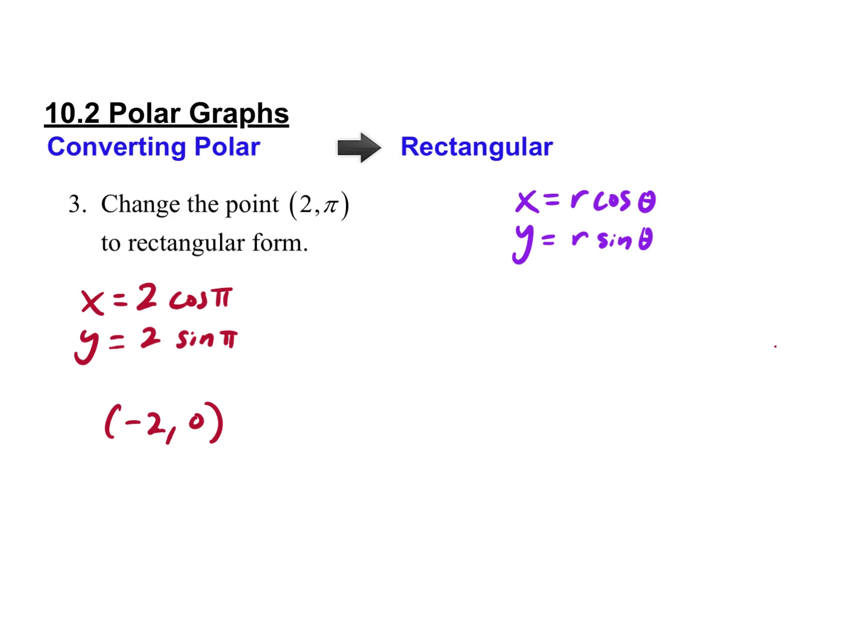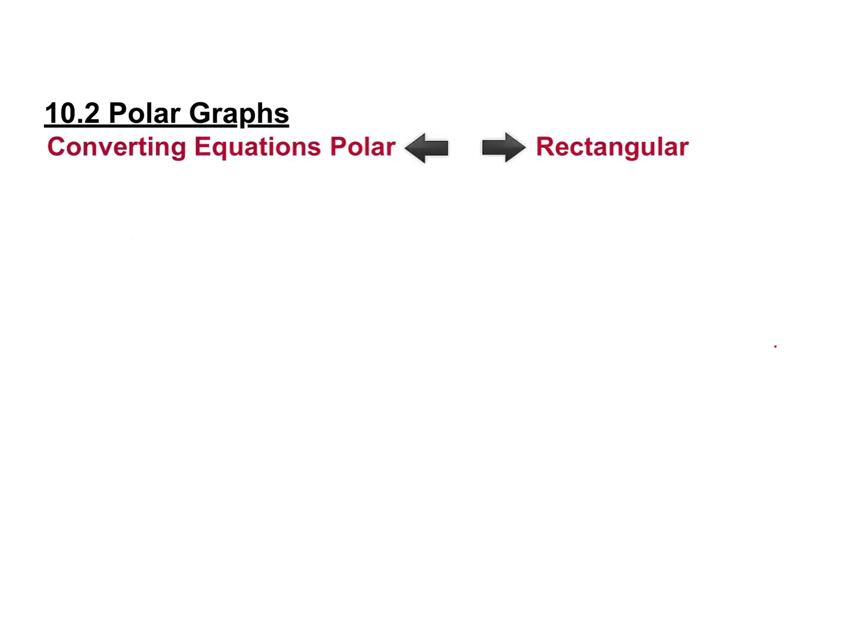Next one, however, is now we're going to convert equations. We converted some points, and now we're going to convert some equations between polar and rectangular. Which direction do we go first? We are going to go still from rectangular to polar. So here's a rectangular equation, just a regular linear equation, and we're going to convert it into polar form. Here we go.